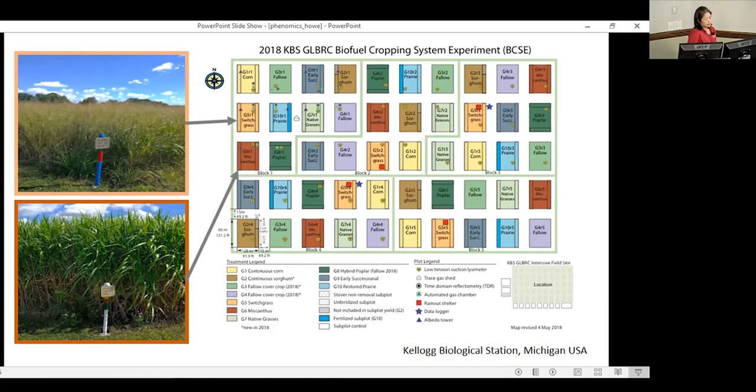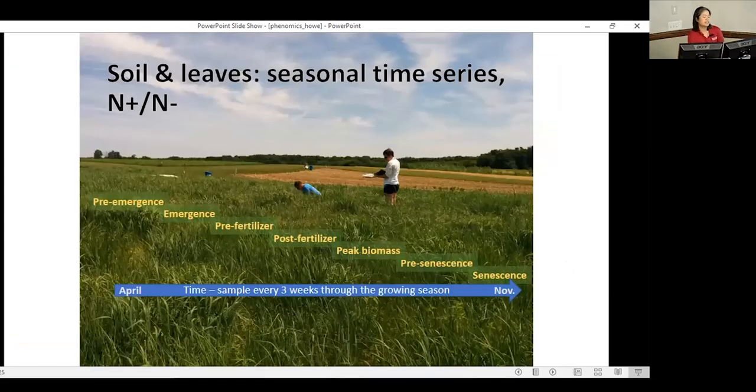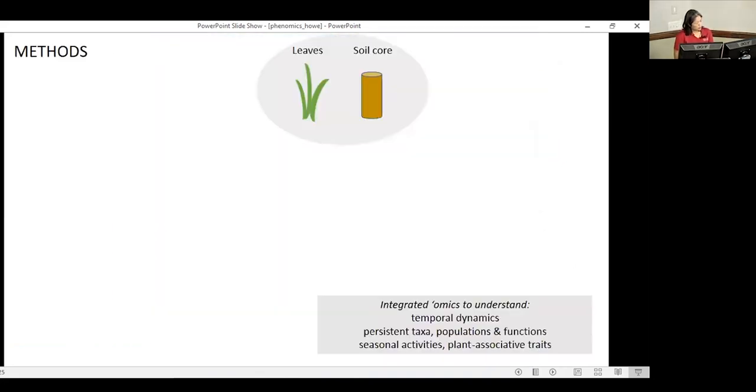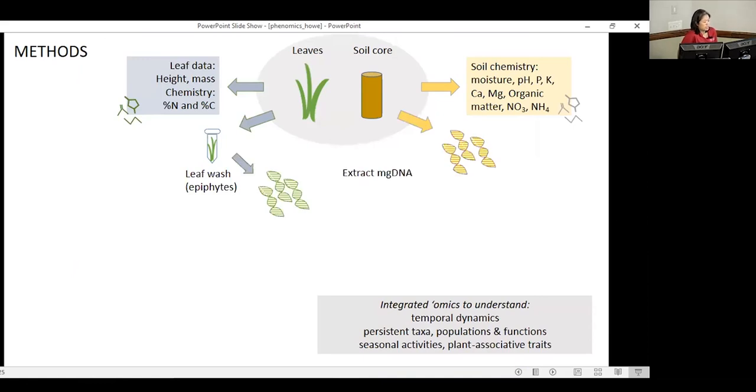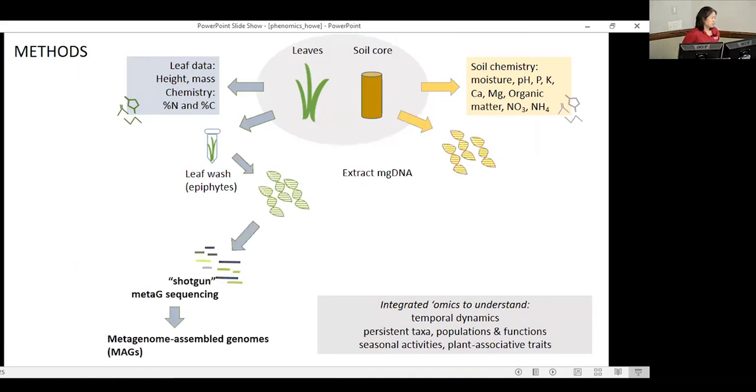So we go out to these different replicated plots that they have at this system, and we sample the leaves and soils of miscanthus and switchgrass over time, from April to November. This captures the pre-emergence and senescence of these perennials. And we sample also under fertilized and unfertilized conditions. All right, so once we get the leaves and the soils, there's a number of measurements we take. One is looking at the plant side of things, looking at the leaf data and soil chemistry. From the microbial side, we wash the leaves off, try to get the microbes off, and we extract the DNA, which then gets used for metagenomic sequencing, and I'll talk a little bit more about that, and also phylotyping. We also extract the RNA, which looks at the transcriptome.